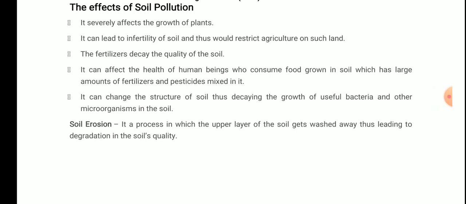It can change the structure of soil, thus decaying the growth of useful bacteria and other microorganisms in the soil. So it may also change how the soil looks by decaying the growth of useful bacteria and other microorganisms in the soil. Clear? So these are the effects of soil pollution. Read these points and then we will be moving forward.